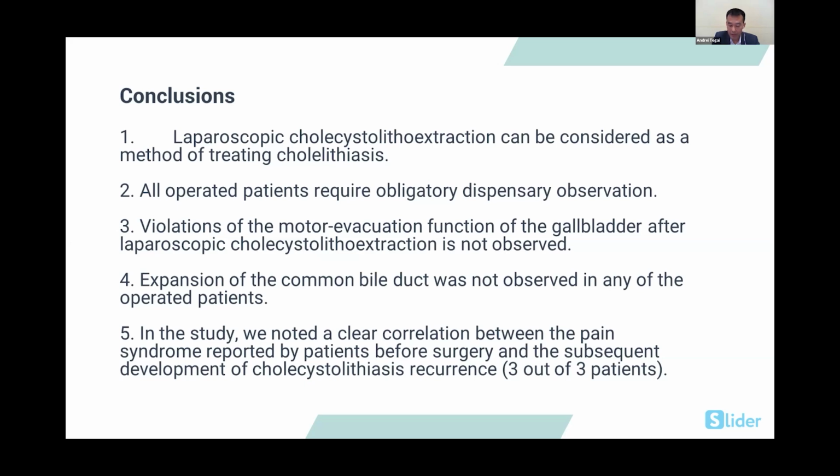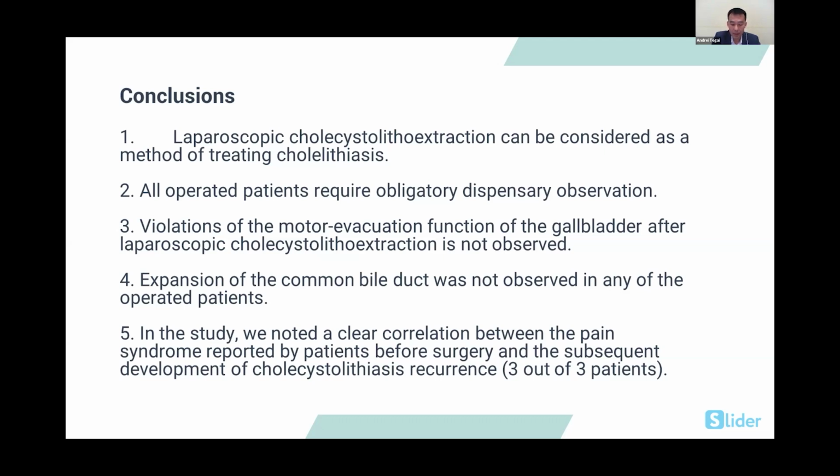Violations of the mode of evacuation function of the gallbladder after laparoscopic cholecystolithoextraction are not observed. On average, it was 67% at the first follow-up examination after surgical treatment. Expansion of the common bile duct was not observed in any of the operated patients, which indicates the normal functioning of the sphincter apparatus of the biliary tract in the post-operative period.